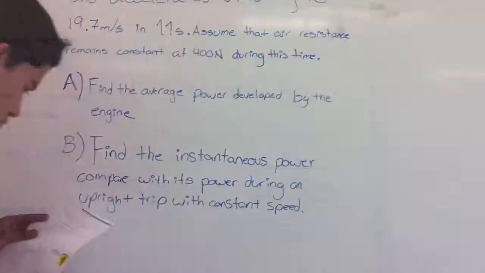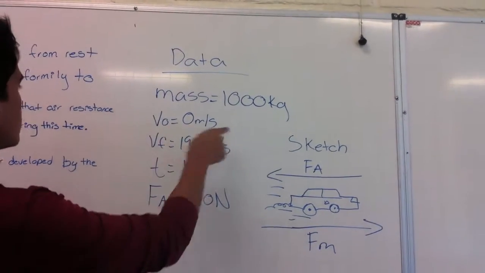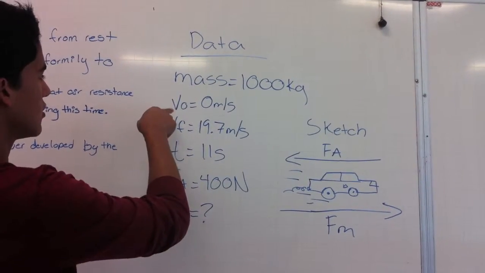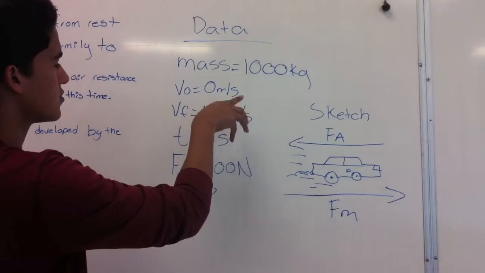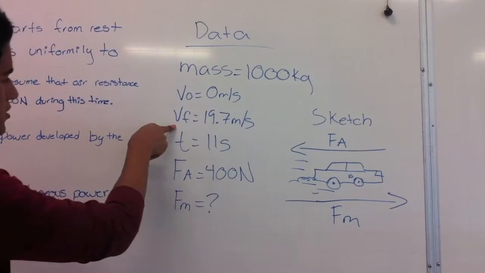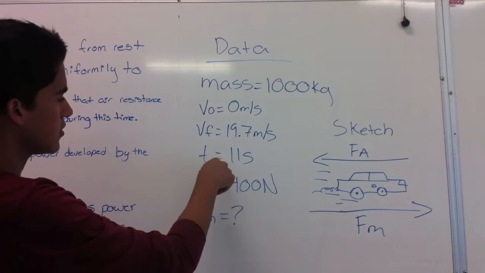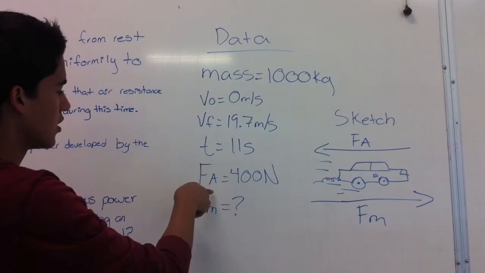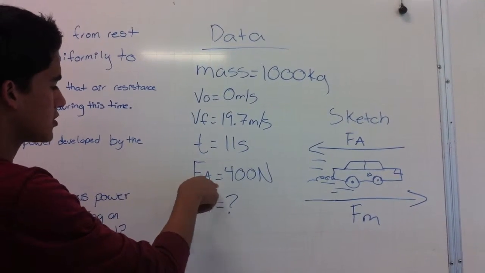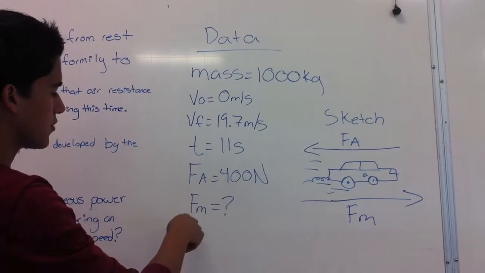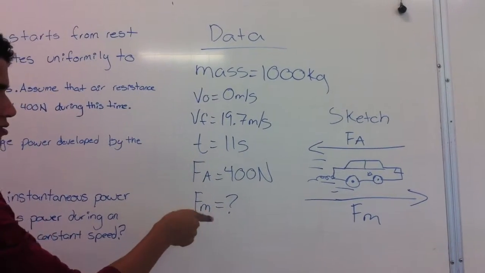accelerating. Well, the data is the mass, that is 1,000 kilograms. The initial velocity is 0 meters per second. The final velocity, that is 90.7 meters per second. The time, they give us 11 seconds. And they give us the air force, that is 400 newtons. We want to find out the motor force.